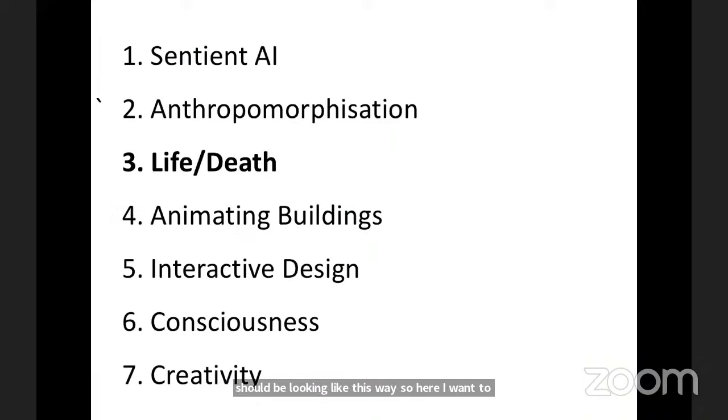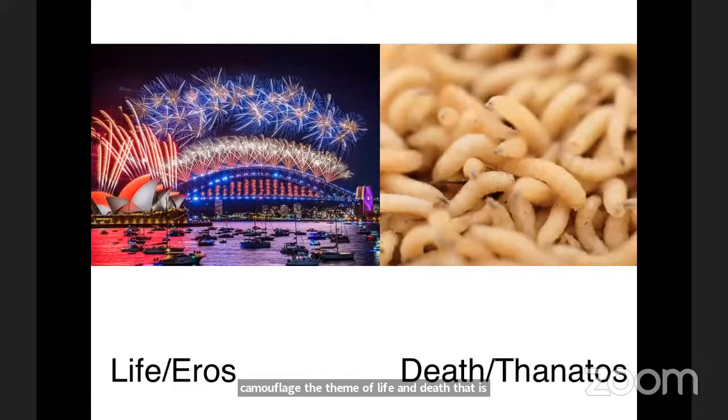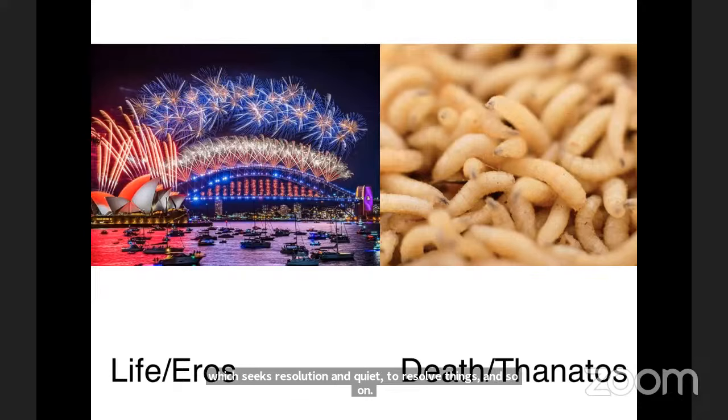So here I want to lock into some of the themes coming out in Camouflage, the theme of life and death that is part of it. I'm just mentioning Freud's work, and I refer a lot to Freud in the book. The terms that are used instead of life and death are Eros and Thanatos. These are terms that inform all of Freud's thinking. We can understand Eros, not as erotic or anything like that, but rather as that which excites, which stimulates, which causes things to move, shall we say. And on the other hand, Thanatos is that which seeks resolution and quiet. It resolves things and so on. So you get these two different modalities of excitation, of stirring things up versus calming things down and leading towards quiet.